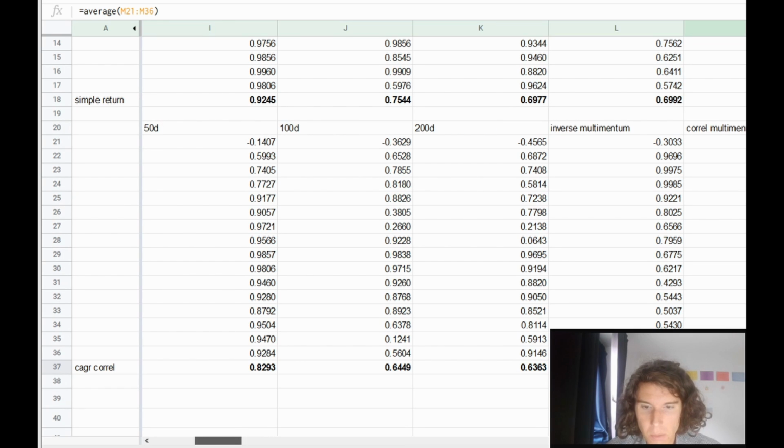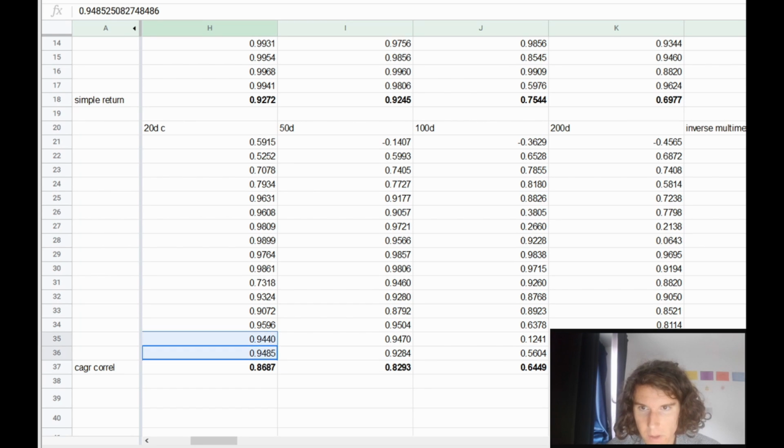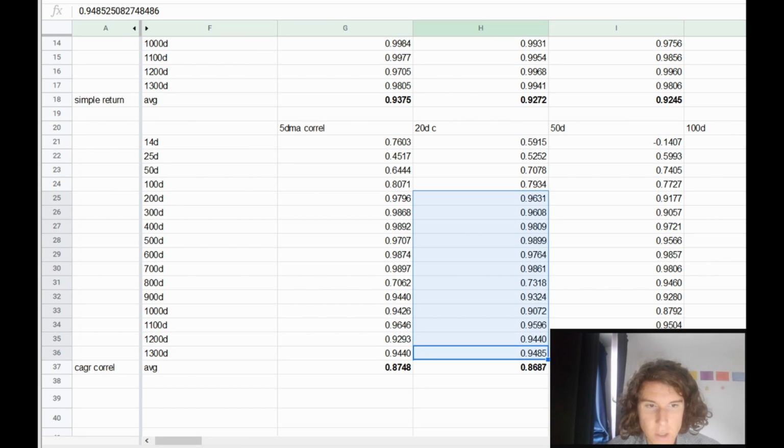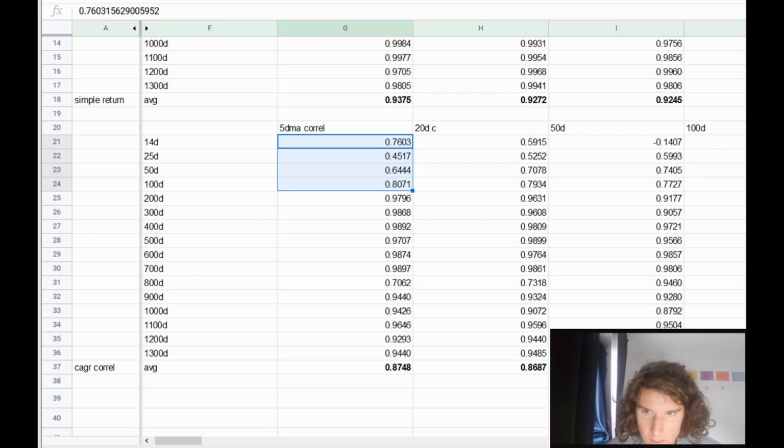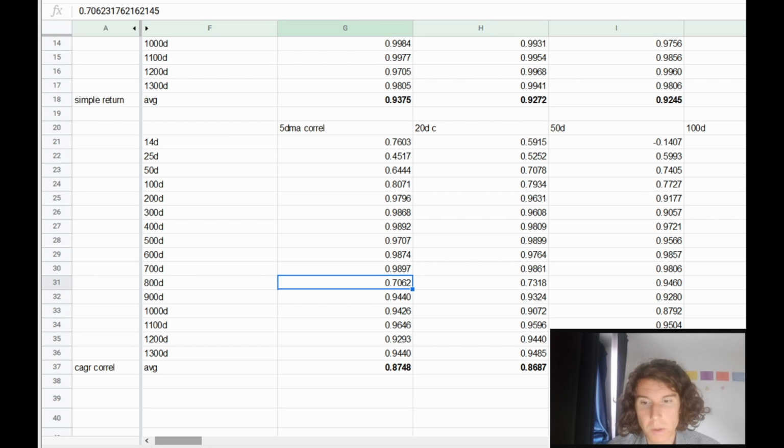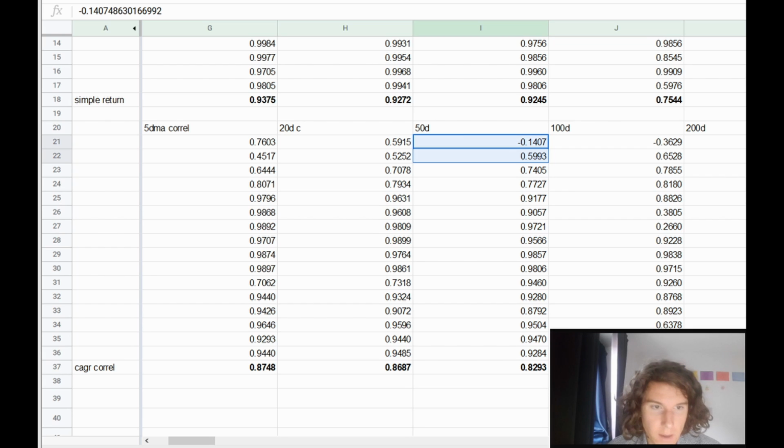And if you move to the moving averages, we can see, for example, for the 20-day, it has a very strong correlation for 200 days and upwards, but then it drops significantly at the 100-day mark. And the same is for the 5-day moving average, and somehow for the 800-day. We have to maybe look into that, what was 800 days ago. And for the 50-day, we see the drop at 100 again.